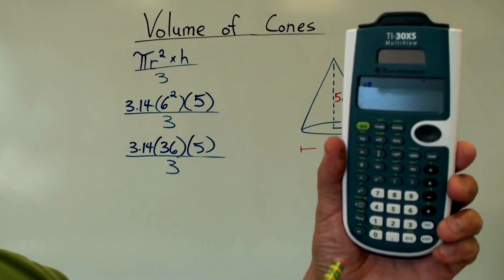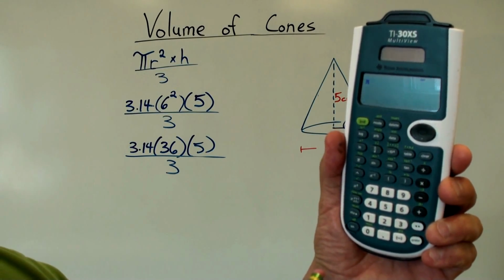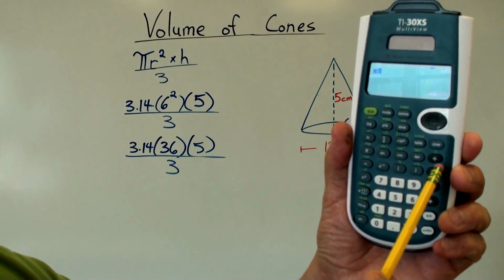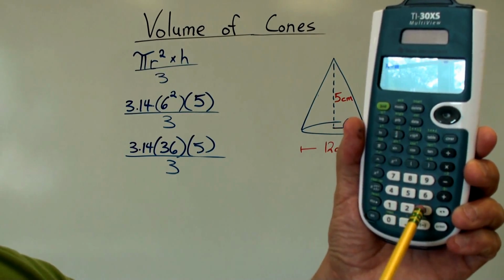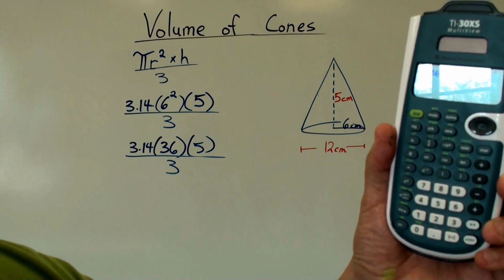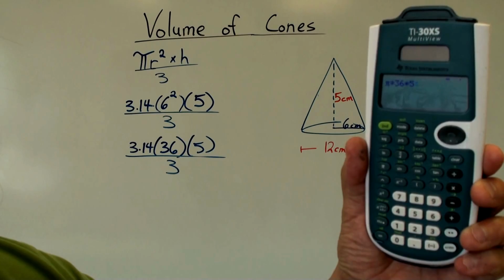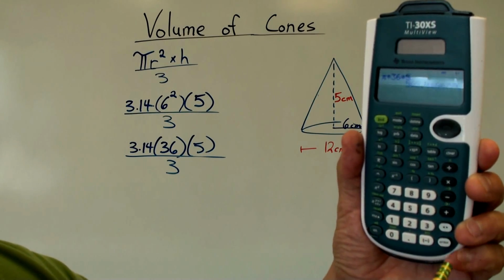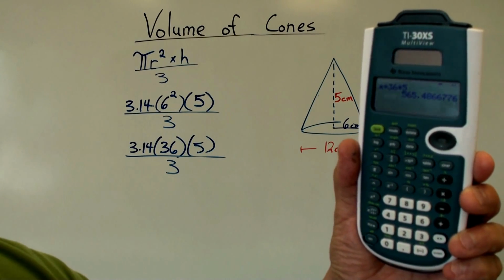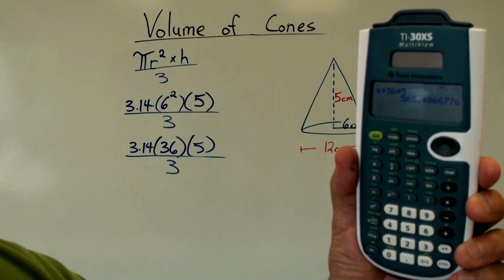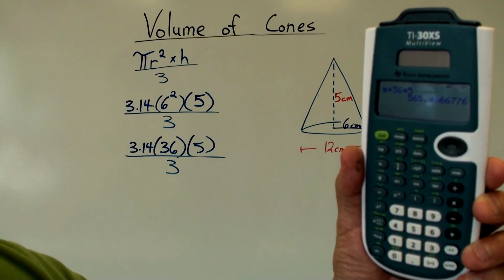All right, back to what we're doing here. We have pi times 36 times 5. Okay, and I'm sorry, in this calculator, you can just put them all together. Pi times 36 times 5, enter, and it gives us 565.4866776.